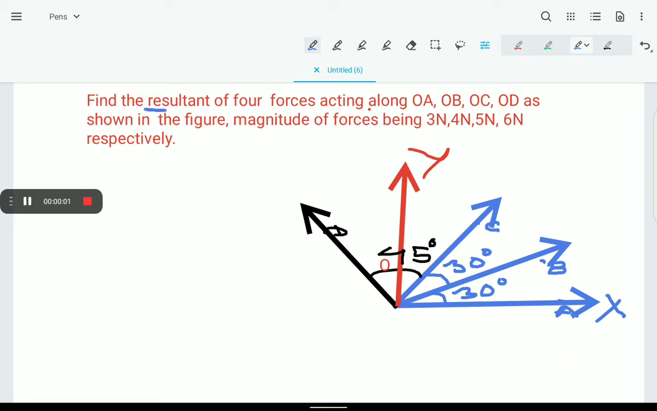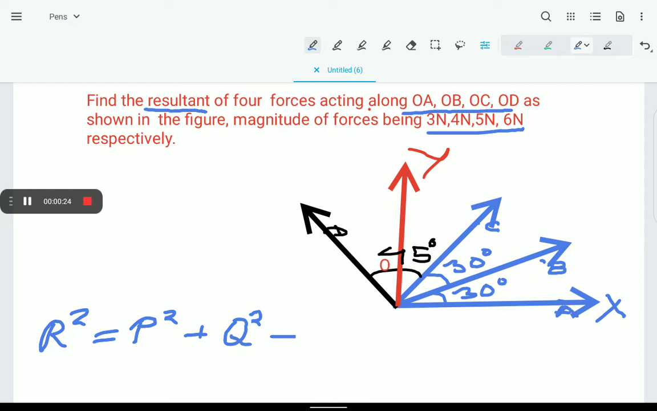Let us find the resultant of four forces acting along OA, OB, OC, and OD as shown in this figure. Magnitudes of those being 3 Newton, 4 Newton, 5 Newton, 6 Newton respectively. Now for this purpose, you may think of using this formula R square equal to P square plus Q square plus 2PQ cos theta. However, it will make your work extremely tedious.